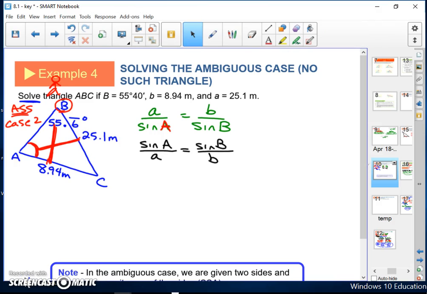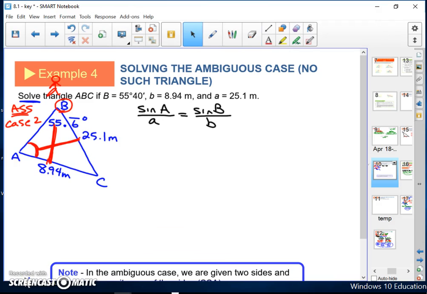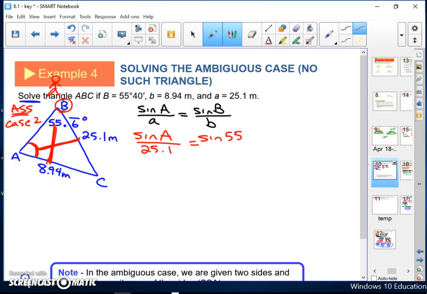I want the variable that I solve for to be on the top. Trust me, it's going to save you a little bit of work. It's going to be a little bit easier to deal with. So let's look at this form of law of sines. It's just upside down. That's all it is. So let's fill in what we've got. My missing variable is A, so we'll have sine of angle A over side A, 25.1, equals sine B, so that's sine 55.6 repeating degrees over side B, 8.94.